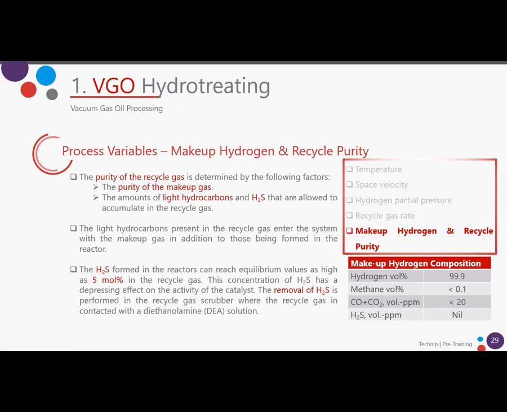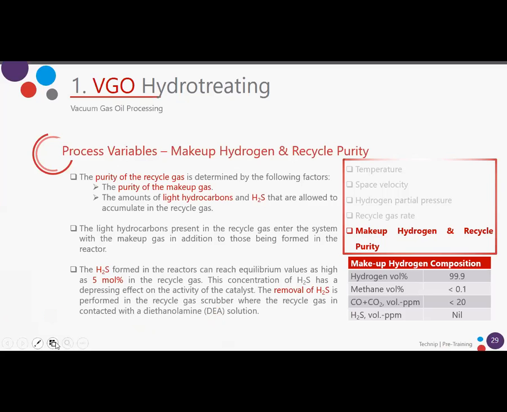I don't know if you have questions about these concepts before we go to see the PFD. Let's check if we have questions. Guys, does anyone have a question or inquiry about the last concepts we discussed in the last slides?